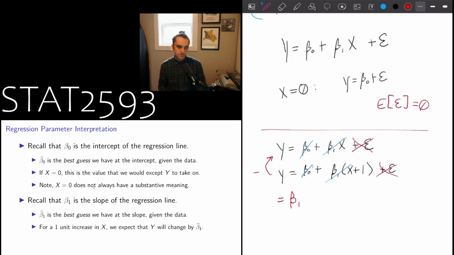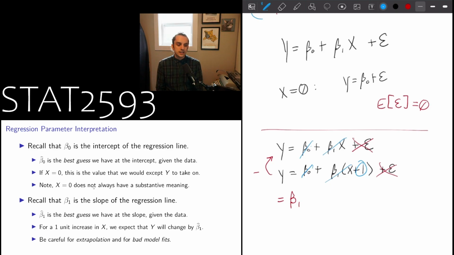So for a 1 unit increase in x, we expect that y is going to change by our estimated slope coefficient. And so beta 1 is capturing the relationship between y and x. How does y change as we change x? And of course, instead of changing x by 1, if you plugged in a different value here, you would end up with that value times the slope, so you could scale this up or down as it makes sense.